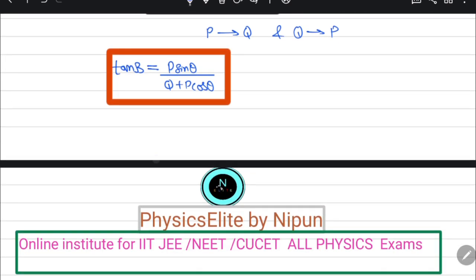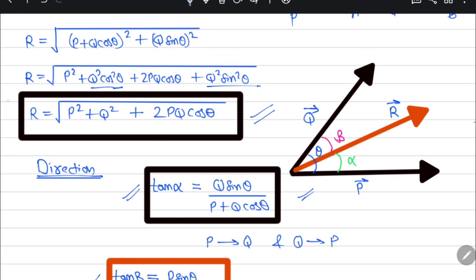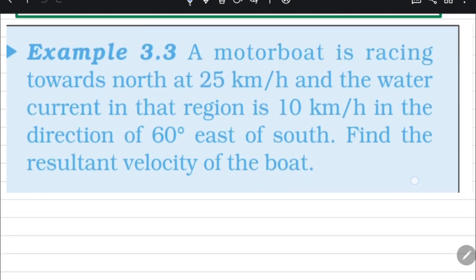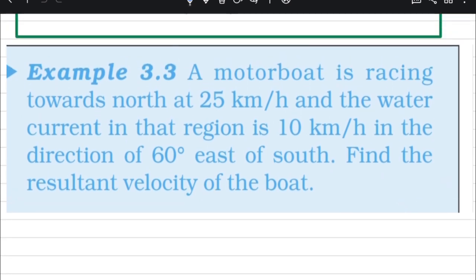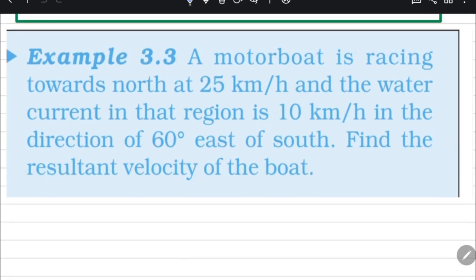And now we are going to solve our next question. And these results are very important in the next upcoming question. We directly use these results, right? So I proceed to our next question. This question is also very important. A motor boat is racing towards north at 25 km per hour and water current in that region is 10 km per hour in the direction of 60 degree east of south. Find the resultant velocity of the boat.